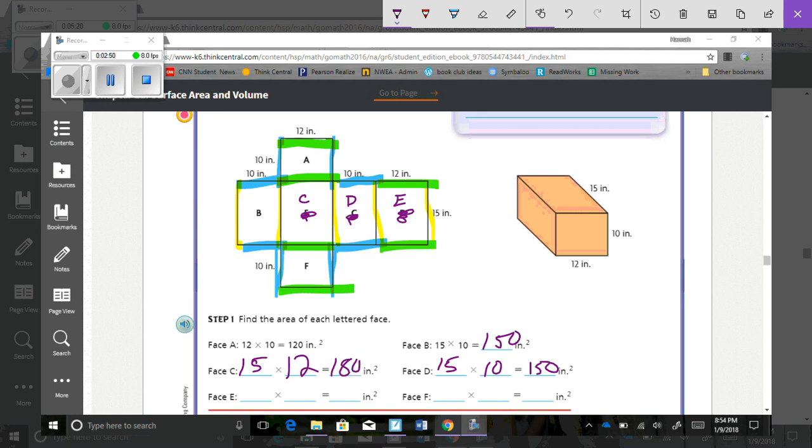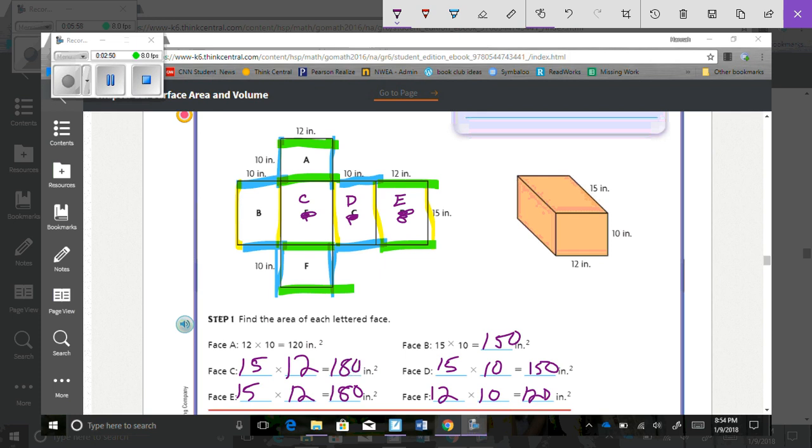Face E, if we look at face E, we have a green and a yellow. A green was 12 and a yellow was 15. So again, we have 15 times 12, and as you can see above, we have already solved that, so we know that is 180. And looking at F, we have a green side, which we said was 12, times the blue side, which we said was 10. So 12 times 10 equals 120 inches squared. So again, all we did was go through and find the area of each of those faces.